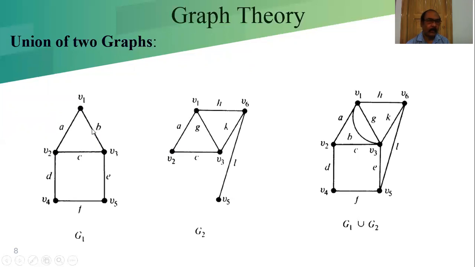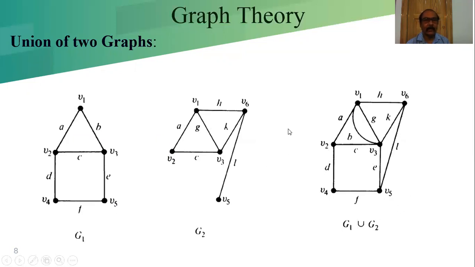So G and B are not common, so those two will appear. V1 A V2 and C V3 are the common part, so this will appear only once. B and G come once each. The rest of the parts are separate, so all will come, and the common part will appear only once. This is the union of the two graphs G1 and G2.